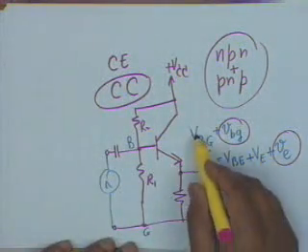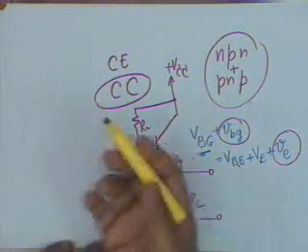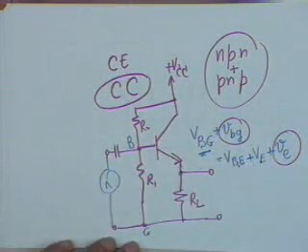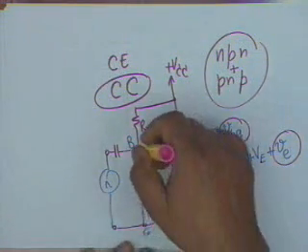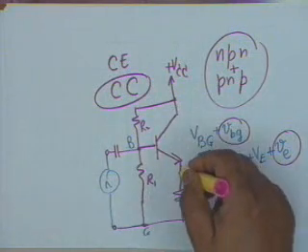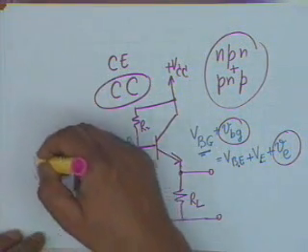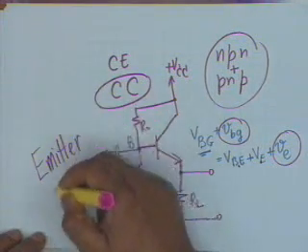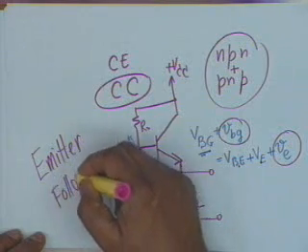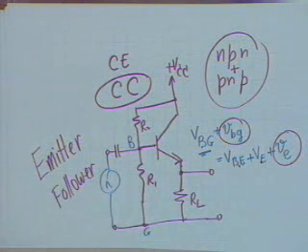As far as DC is considered, VBG is equal to VBE plus VE, alright. In absence of a signal, this is what will happen. In the presence of a signal, whatever you apply between B and G shall now appear across RL. And therefore, this circuit is also given the name emitter follower, which means that the emitter voltage follows the base voltage.